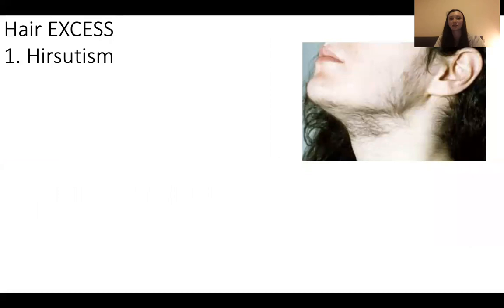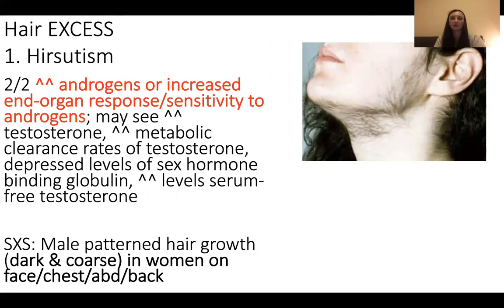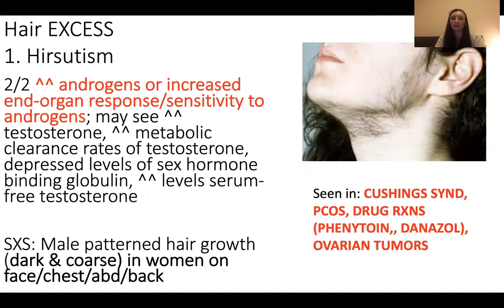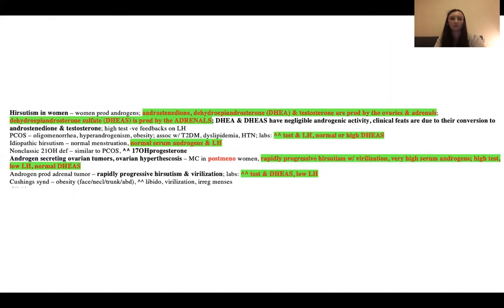Hair excess, hirsutism, is going to be because of increased androgens or an increased organ response or a sensitivity to androgens. So you're going to see elevated testosterone, and you're going to have that male pattern hair growth that's going to be dark and coarse in women: face, chest, abdomen, back. It's seen in Cushing syndrome, PCOS, drug reactions, and then ovarian tumors as well.